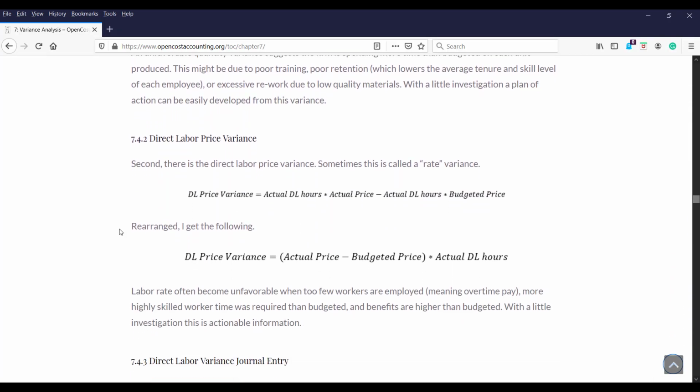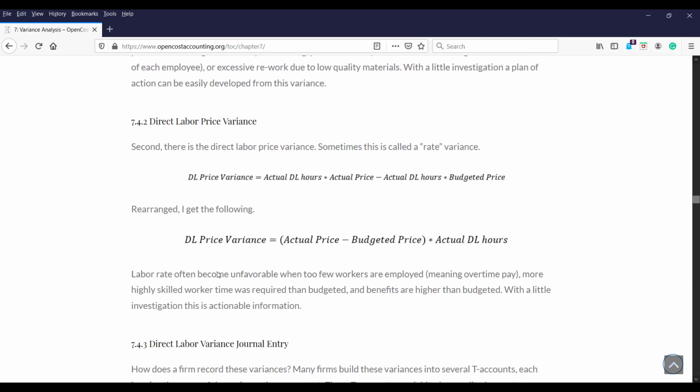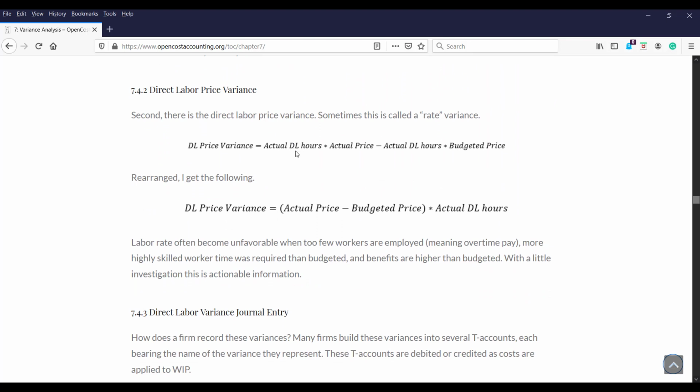Okay, with direct labor price variance, again, we're now going to take the quasi-budget and subtract it away from the full actuals. And so the only thing we're moving here is the price. Everything is at actual quantity of the input, the actual quantity of direct labor used in both situations. And now we have the actual price per direct labor unit, which is usually hour, minus the budgeted price per direct labor hour. And so that's right here. We have actual quantity, actual DL hours, times the actual price, minus the actual quantity times the budgeted price. So again, we can pull out the actual DL hours outside the parentheses, and we have just in the parentheses the difference in price between actual and budgeted, just multiplied by DL hours.